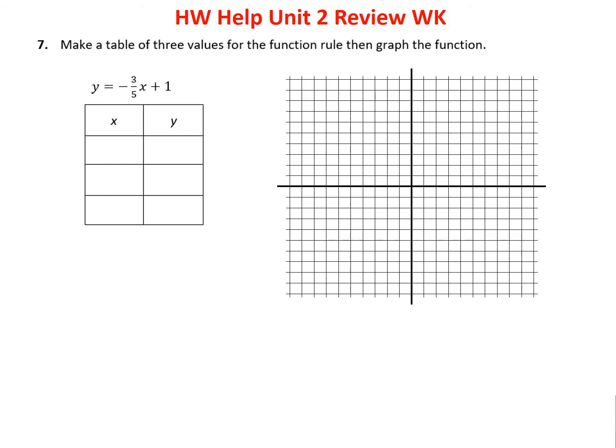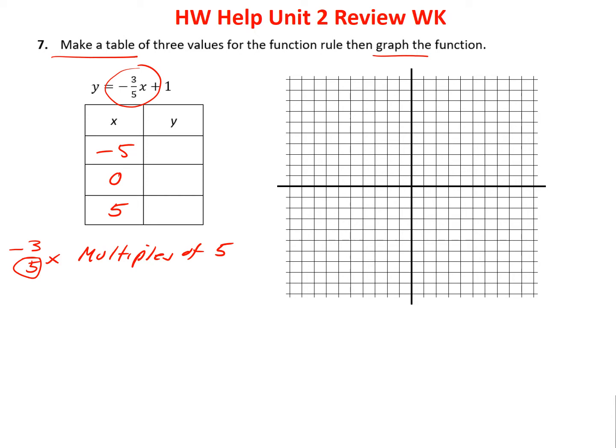Problem 7 asks us to first make a table of 3 values for the function rule and then graph the function. So we're going to start here. We've got an interesting situation here. We have negative 3/5 x. Well, if I'm going to multiply by x, and I don't want my answer to be fractions, what could I use? Well, the answer is right there. Use multiples of 5, because then we'll get whole numbers. So I'm going to choose minus 5, 0, and 5.